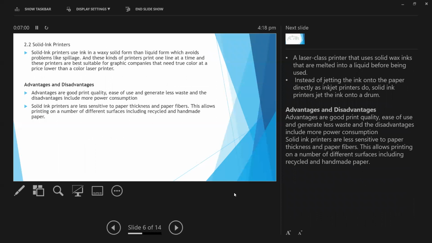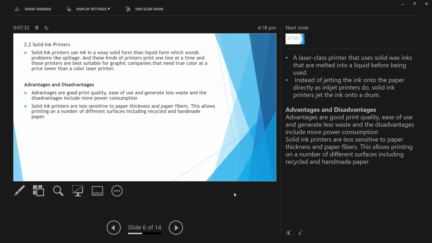Solid ink printers. Solid ink printers use ink in a waxy solid form rather than liquid form, which avoids problems like spillage. These kinds of printers print one line at a time, and they are best suited for graphic companies that need true color at a lower price than a color laser printer. It is a laser class printer that uses solid wax inks that are melted into a liquid before being used.